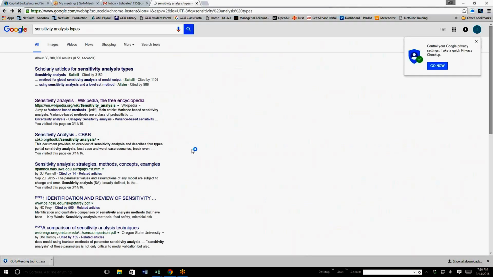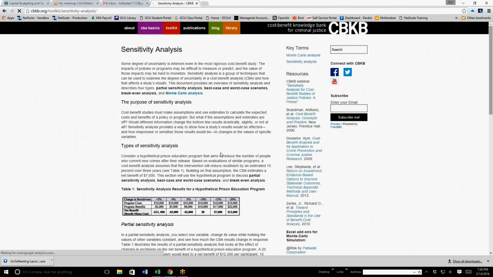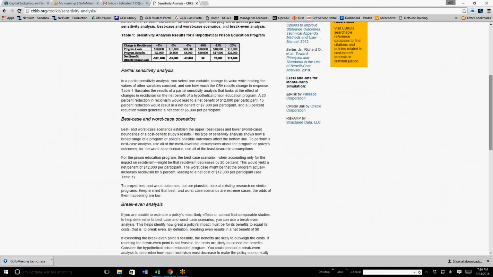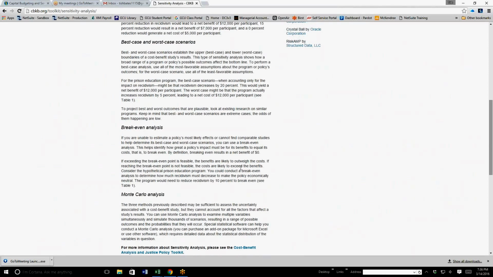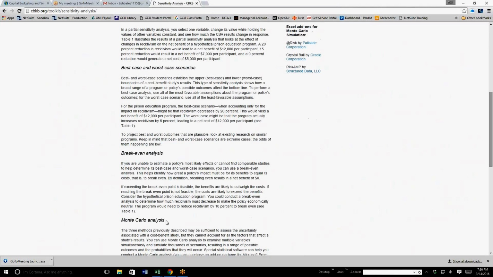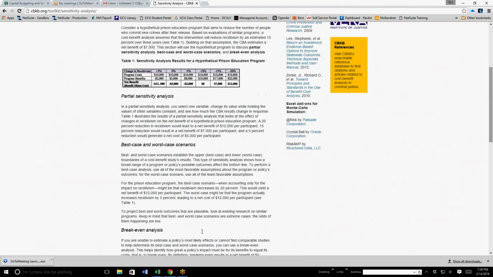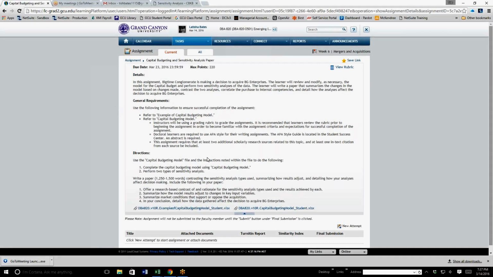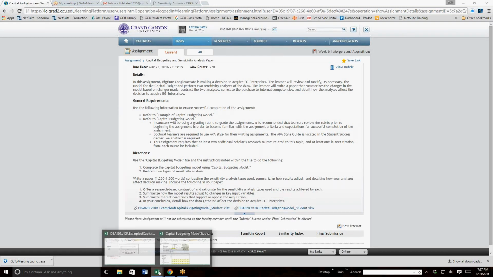Maybe it was this one I looked at that I thought had a decent explanation. Yeah, here's partial sensitivity analysis, best and worst case, break even, and the Monte Carlo. These are the ones that we've talked about, Monte Carlo and stuff in this class. But yeah, that's what I'm doing. It could be very wrong. I don't know if we should try to ask her some questions and see.